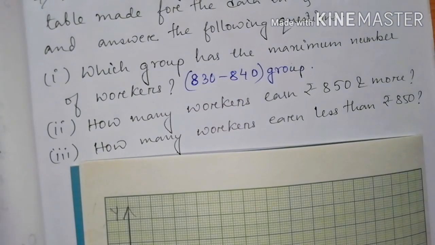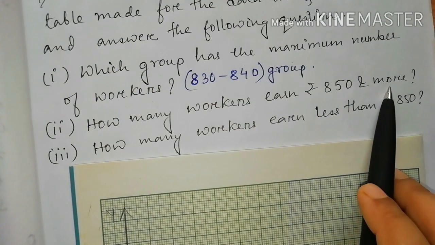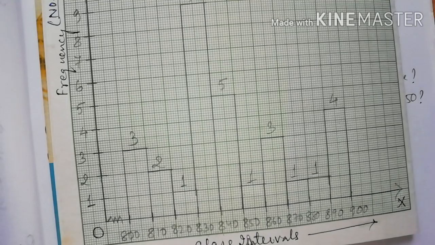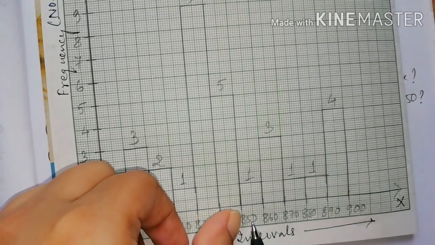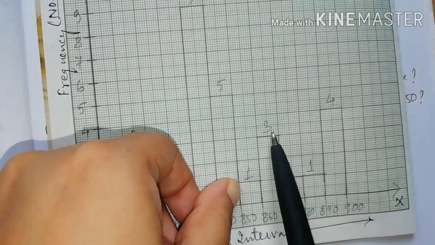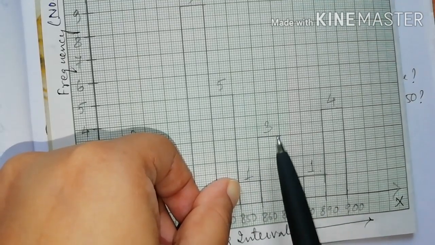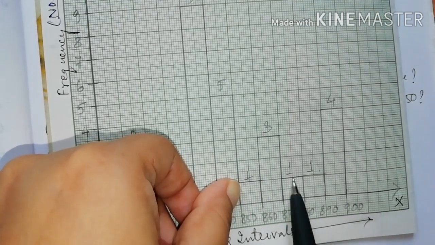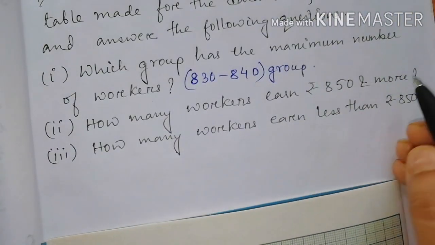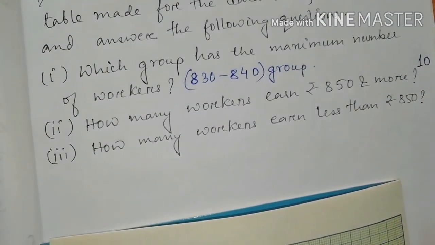Next question. How many workers earn 850 and more? So 850 and more: 1, 3, 1, 1, 4. We need to add these frequencies. 1 plus 3, 4. 4 plus 1, 5. 5 plus 1, 6. 6 plus 4, 10. So 10 workers earn 850 and more.